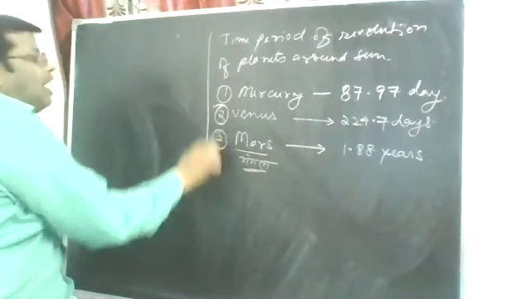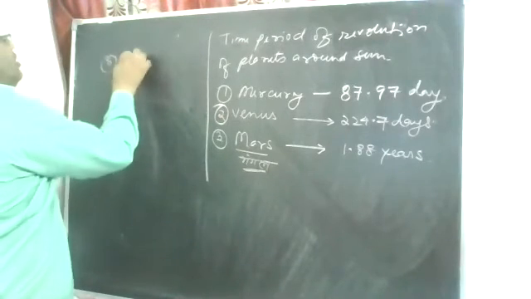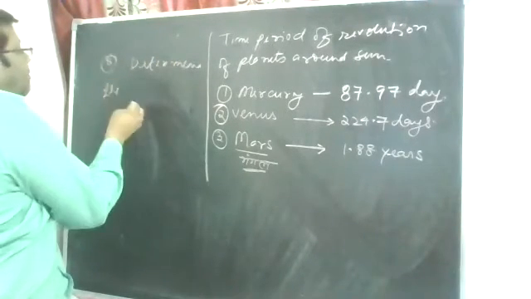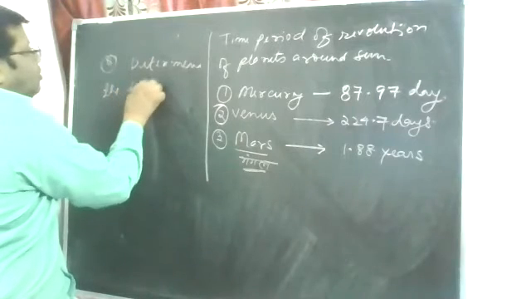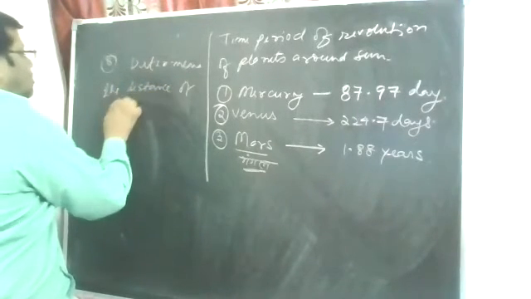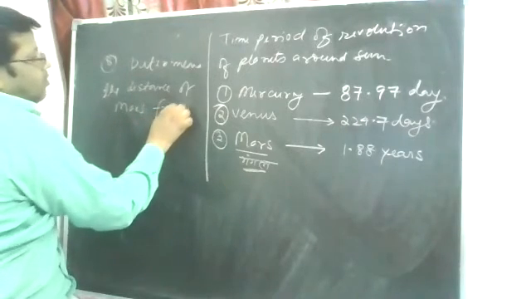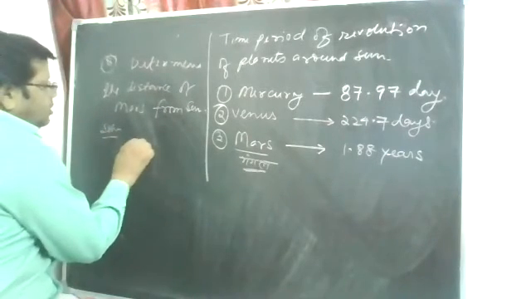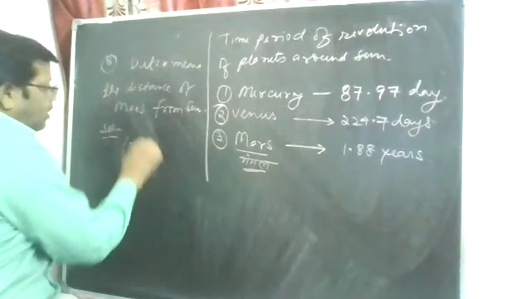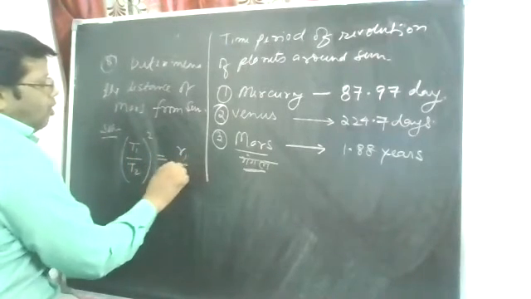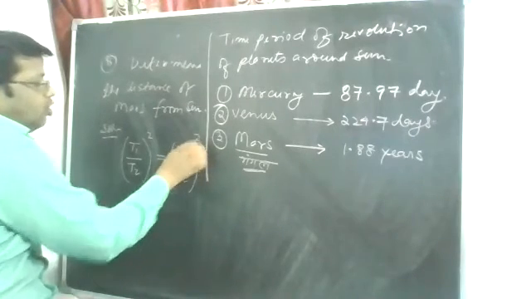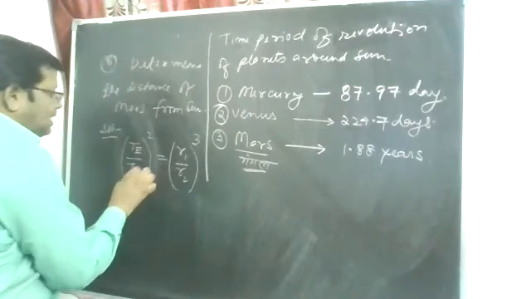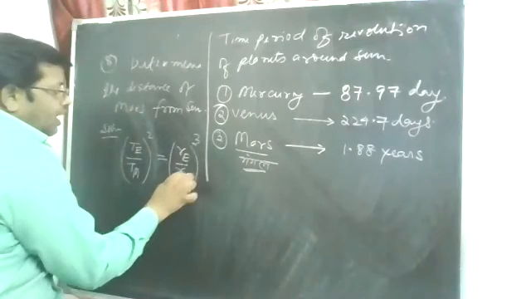Now, if you are asked to determine the distance of Mars from the sun, how can you calculate it? By using Kepler's third law. (T1/T2) whole squared is equal to (R1/R2) whole cubed, where R1 and R2 are distances from the sun. Take R1 as Earth and R2 as Mars.